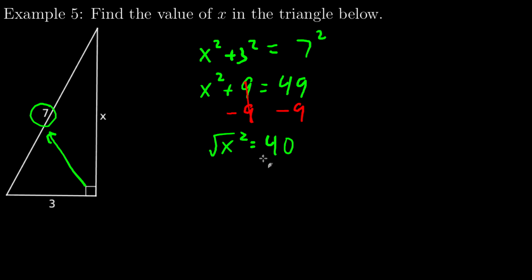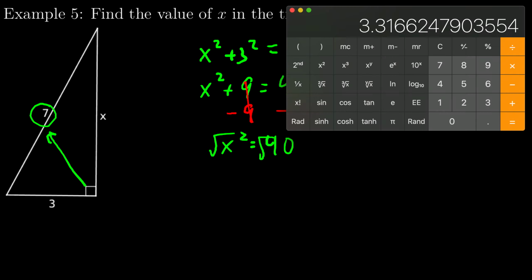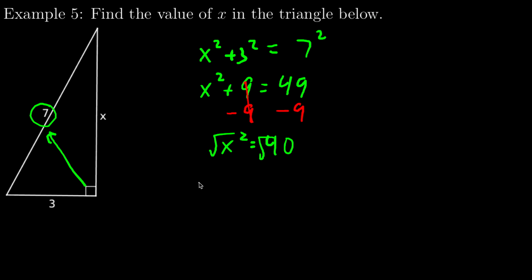I'll take the square root of both sides to get rid of the square. And as always, I'll check the calculator first, hoping that 40 has an integer square root. It doesn't. I will round this up as well because the 4th digit after the decimal is 5 or bigger. So I will round this to 6.325.